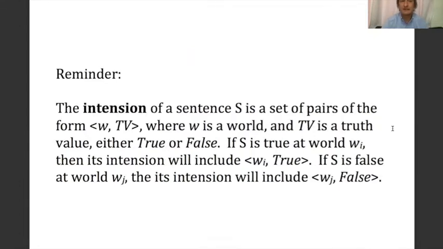Okay, this is a reminder, the intension of a sentence is a set of pairs of the form W, comma, TV, where W is a world and TV is a truth value, either true or false. For example, if S is true at world W sub I, then its intension will include W sub I, comma, true. And if S is false at world W sub J, its intension will include the pair W sub J, false.